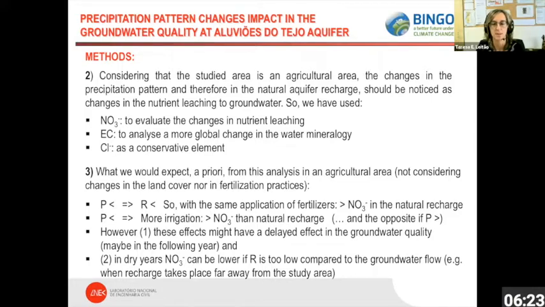Also, if we have less precipitation, it's probable that farmers irrigate more, and the nitrate concentration in that irrigation water is higher than in the natural recharge, because water is pumped from the local wells. And of course, the opposite would happen if we have more precipitation. However, these effects might have a delay in time, because recharge is not immediate. Furthermore, in dry years, nitrate can be lower in the aquifer if groundwater is having recharge from other areas, so the concentration would be lower.